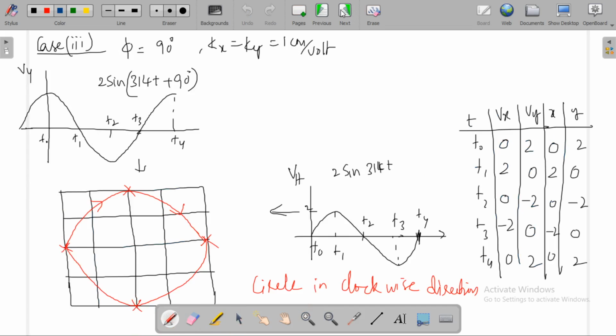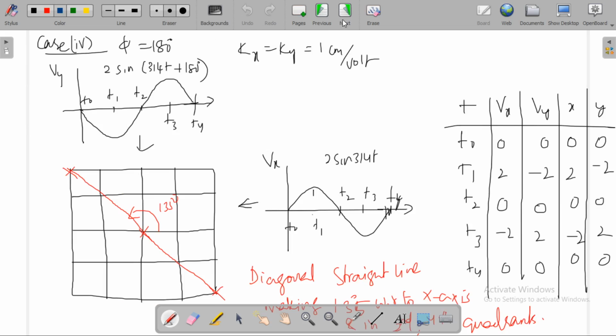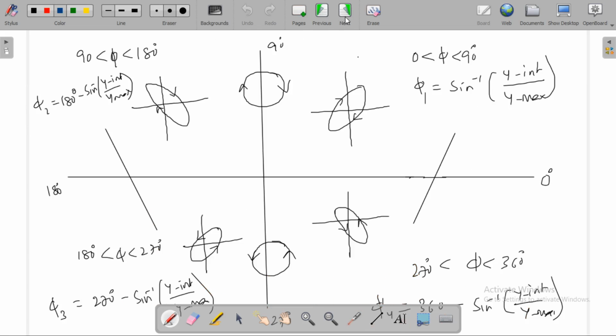Okay, a circle in clockwise direction means phi will be 90 degrees. You can also find it here: sine inverse of 2 by 2. Y max is 2 as well as y intercept is also 2. Here also you can find.